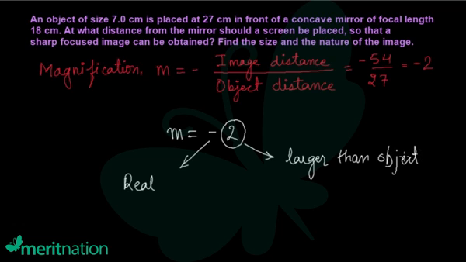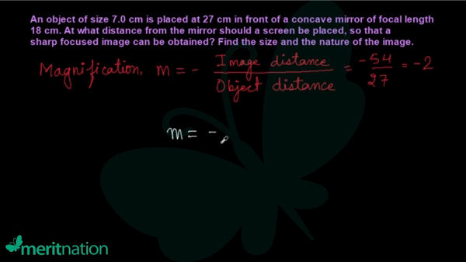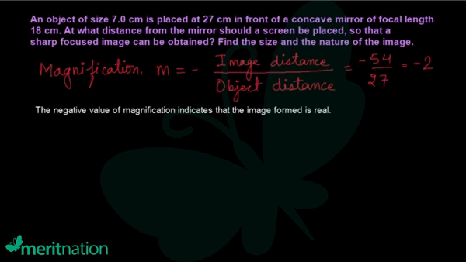Magnification has two parts, the sign part and the number part, or the magnitude part. The magnitude tells me the size and the sign tells me the nature of the image. So from here I get that magnification is equal to -2. The negative value of magnification indicates that the image formed is real, and the number greater than 1 tells me that the image is larger than the size of the object.